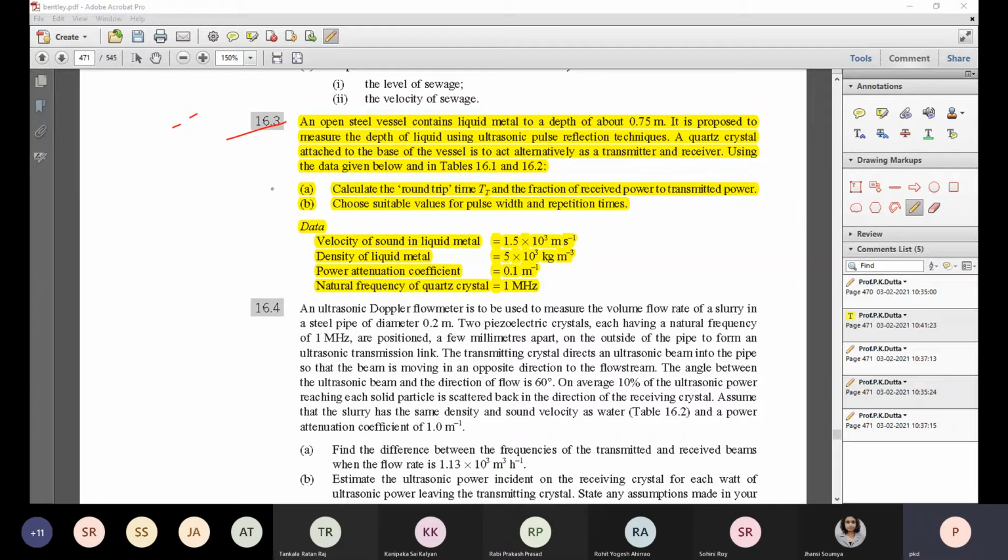So a steel vessel is there, and then at the bottom there is the transducer, and this is quartz. Liquid steel metal.